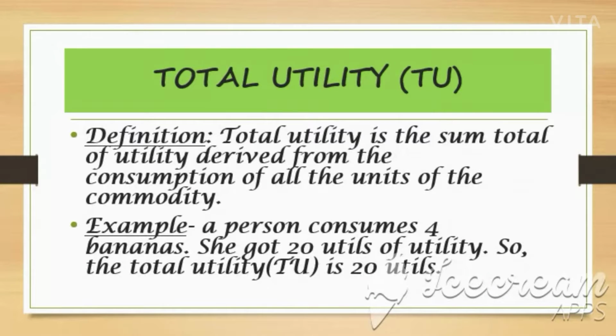What is total utility? Total utility is the sum total of utility derived from the consumption of all the units of a commodity. For example, a person consumes 4 bananas. She got 20 utilities as a utility. So the total utility TU is equal to 20 utils.